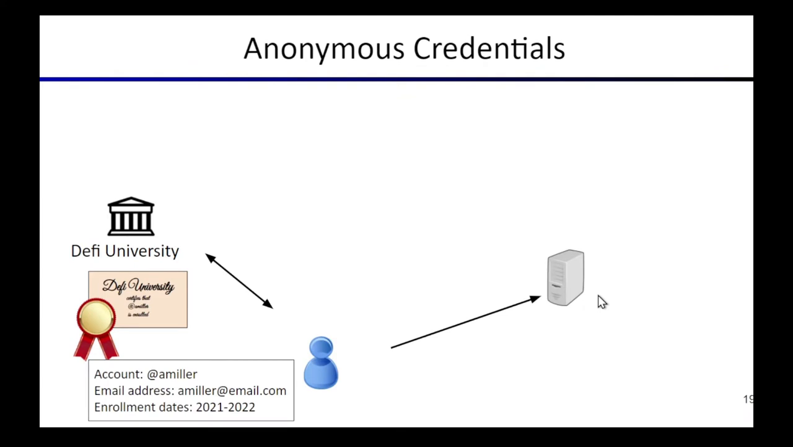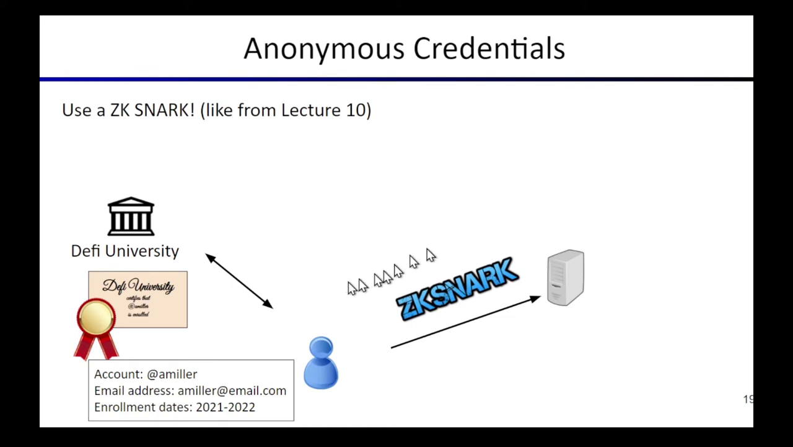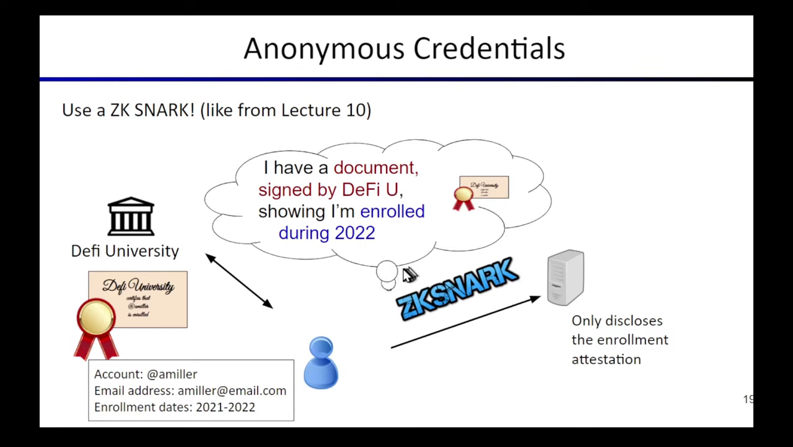So to achieve this, we're going to use a technology called anonymous credentials. And it's actually going to build on the zero-knowledge SNARKs, or zero-knowledge proofs, that we talked about in the previous lecture. So here the idea is that I have my signed credential, just like before, which has all of the pertinent information I might want to use in the credential, and it's digitally signed by the issuer, DeFi University in this case. And now, instead of presenting the credential directly, I'm going to construct a zero-knowledge proof about this credential that I have. What this means is that I'm going to produce a zero-knowledge proof that makes the following statement. It says, I have a valid document, it is digitally signed by the university, and it shows, in this case, the attestations that I'm enrolled during the year in which I'm trying to claim this service.